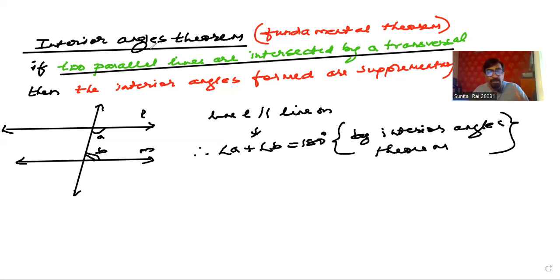Whenever lines are parallel, interior angles are supplementary. So you will write it, look, the first line L is parallel, so immediately I put a down arrow, immediately it should come to your mind: interior angles are supplementary. Angle A plus angle B equals 180. I hope everybody has understood it. People will keep remembering it.